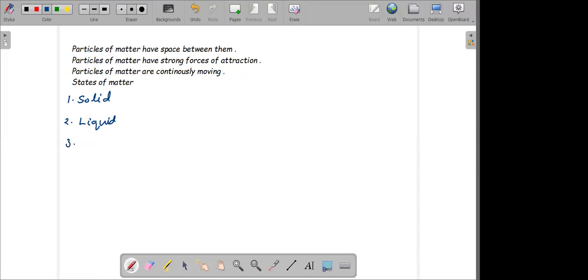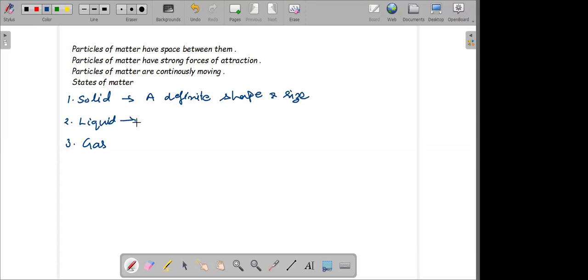Solids are identified as the substances which have a definite shape and size. Their shape and size is fixed, whereas liquids and gases take up the shape of the container in which they're kept. So solids have a definite shape and size.